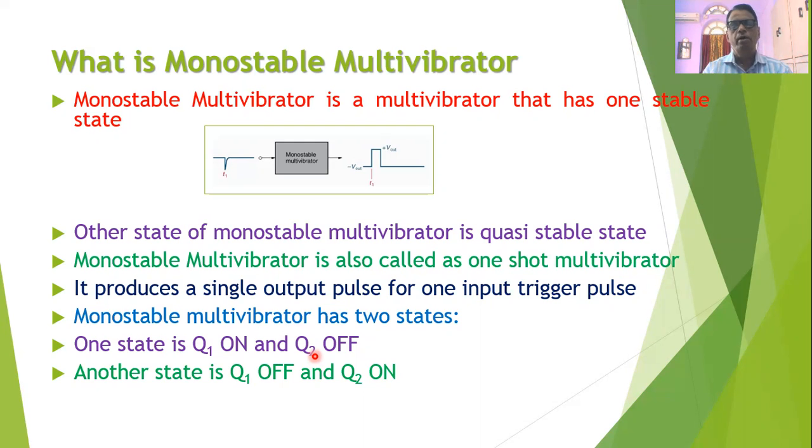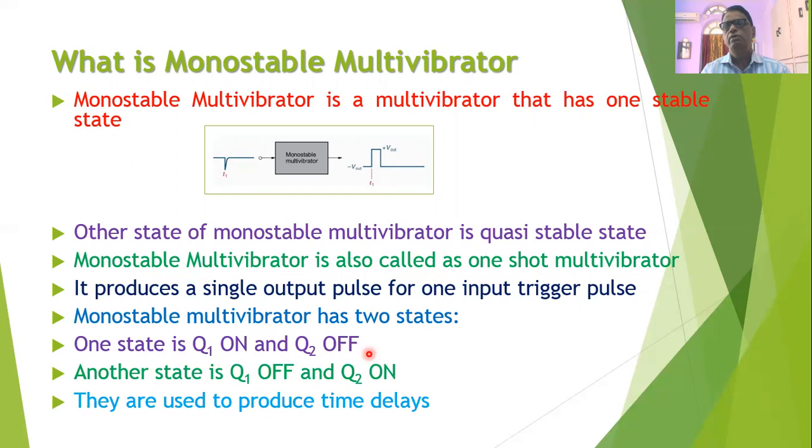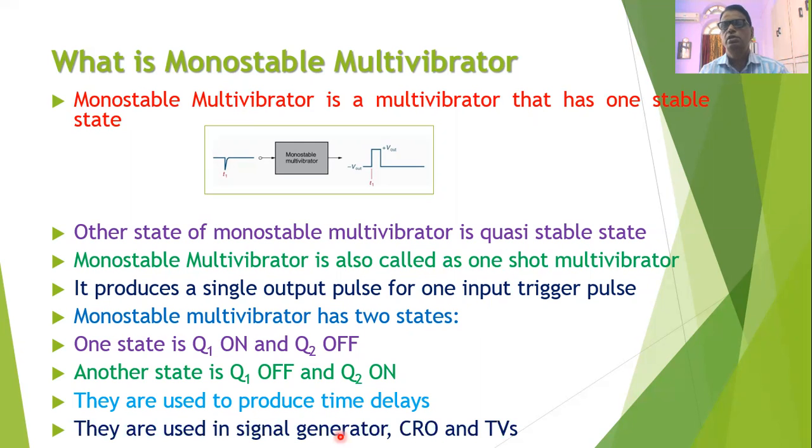Now in monostable multivibrator, out of these two states, any state can be the stable state, and it will depend upon what kind of circuit is actually connected. Monostable multivibrator is a very useful electronic circuit because it is used to produce time delays. It is used in various applications such as signal generators, cathode ray oscilloscopes, and also in televisions.